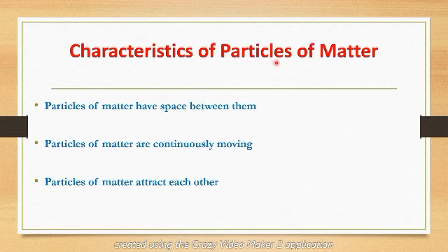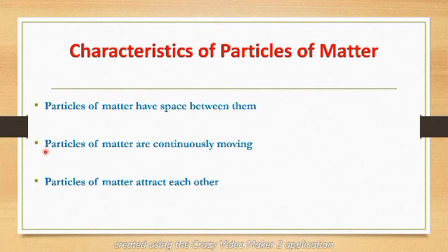Characteristics of Particles of Matter. There are three main characteristics of particles of matter. First characteristic is particles of matter have space between them. According to this characteristic, there is a space between the particles of matter. Means matter is not continuous. There is space between the particles of matter.